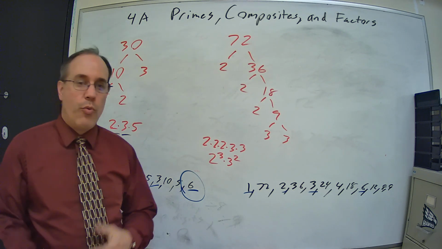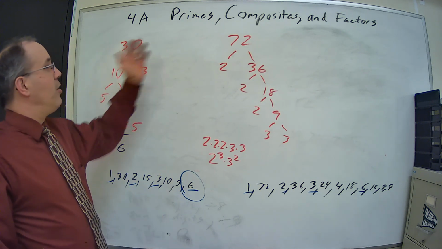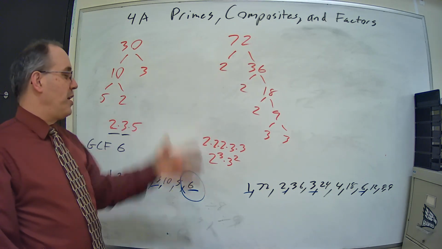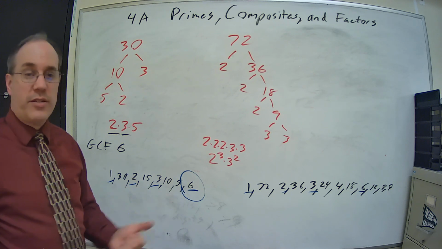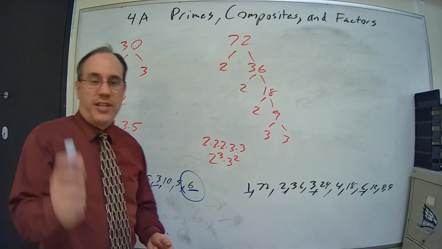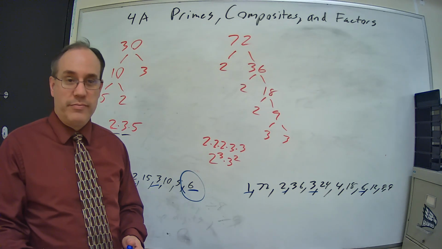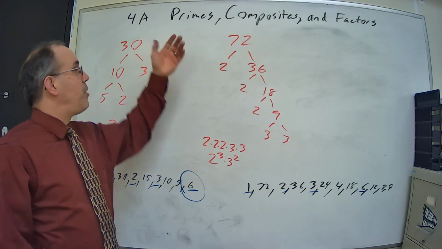So just showing you what we can do with prime numbers and prime factorization, we can use that as a way to find greatest common factors, and as you'll see later on, we can also use it as a way to find least common multiples. So there we go, primes, composites, and factors.